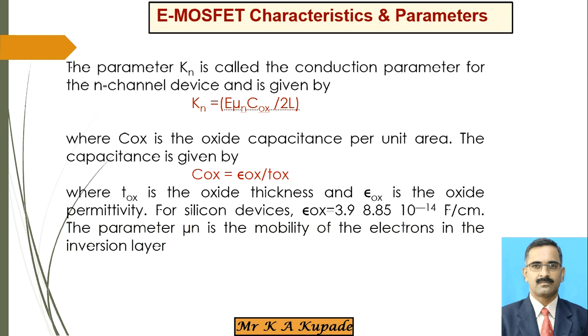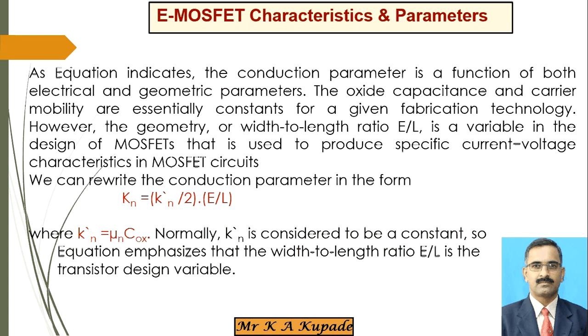Here mu n is the mobility parameter of the carriers in the inversion layer. So these are the parameters Kn, COX, and mu n. These parameters are considered for this characteristic.